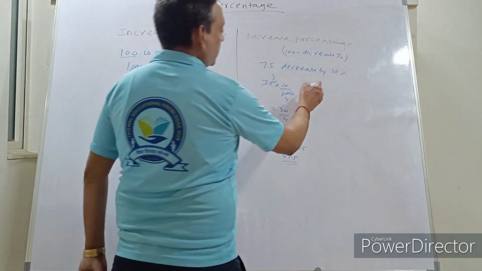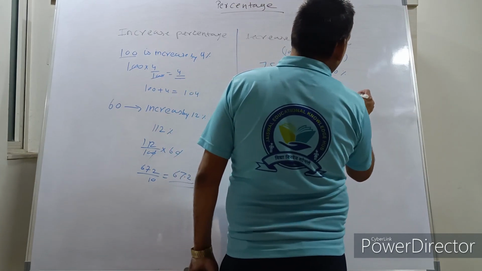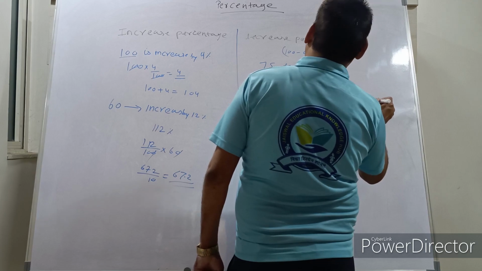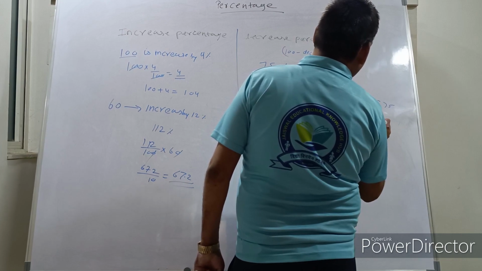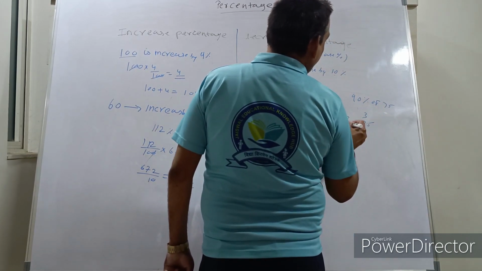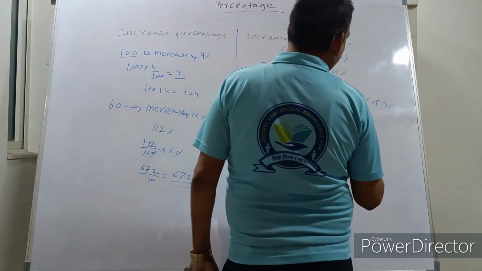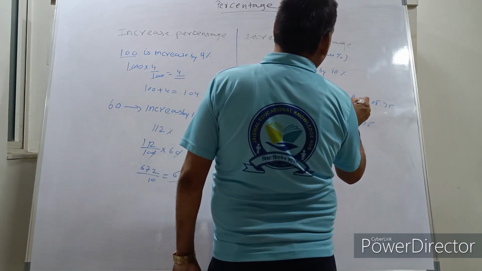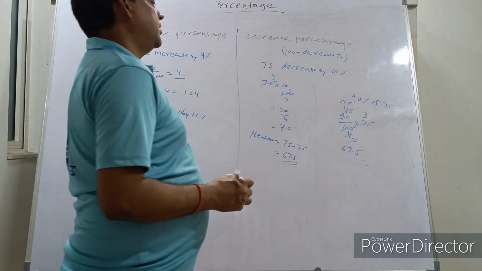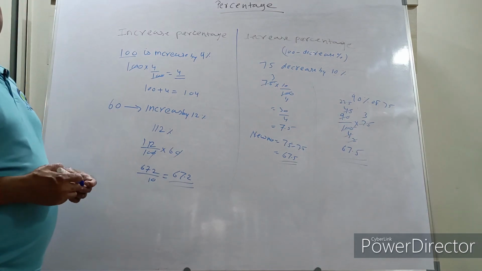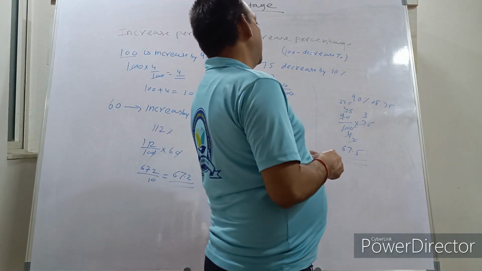So the new number is 67.5. You can do it by this method, or you can do it this way: it is decreased by 10%, original is 100%, decreased by 10% becomes 90%. So 90% of 75, so 90 upon 100 into 75, and this will be 45 over 2, 22.5. Then 22.5 into 3, 66, 67.5 is the answer. So the new number is 67.5 after decreasing by 10% from 75. So this is the increase and decrease sum, sometimes they ask it in the paper.